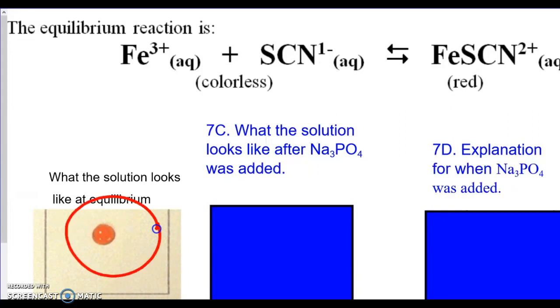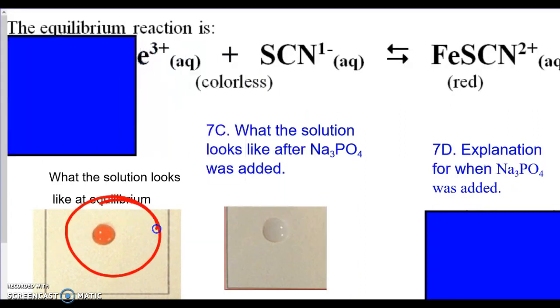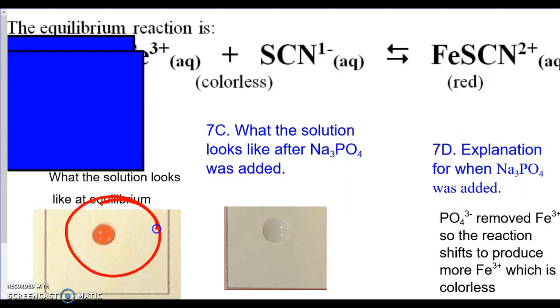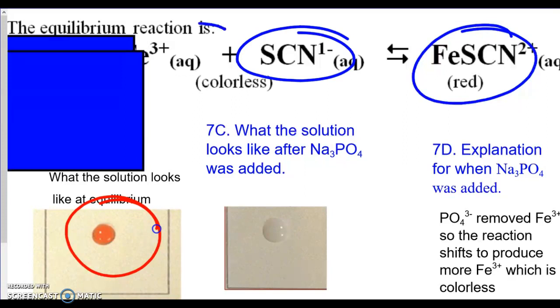So here is the color at equilibrium. We add some sodium phosphate to it, and lo and behold, the color actually goes away. What's a good explanation for that? The phosphate removes the iron ions, so the reaction shifts to produce more iron ions, and those are colorless. So in other words, this breaks apart and it's red in color, and we produce this which is colorless, and we produce this which is colorless, so the whole thing becomes colorless.